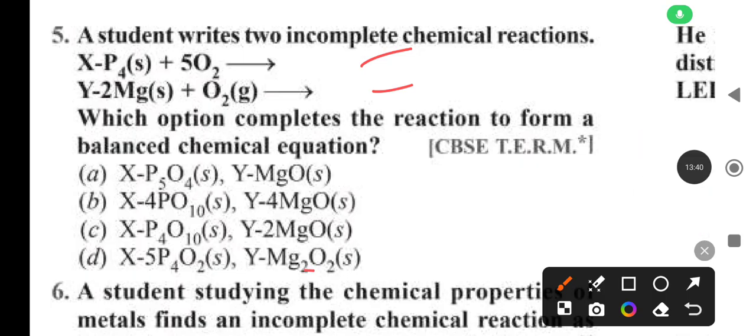So you can see here, in first reaction, what is X here in the product? Okay, in product, what is X that you have to tell? P4, when it reacts with O2, okay, phosphorus when it reacts with O2, what will be the compound? First you should know what is the atomic number of phosphorus. It is 15.